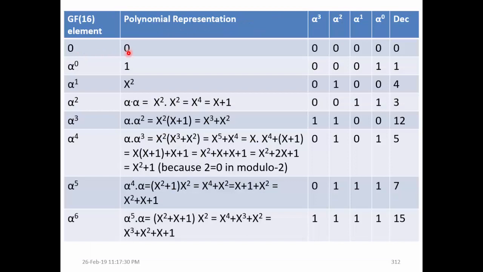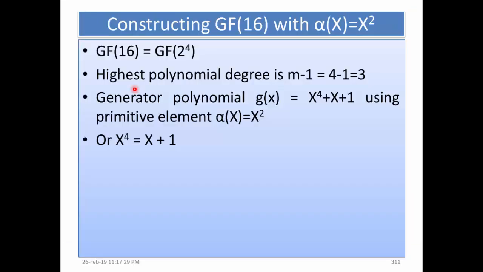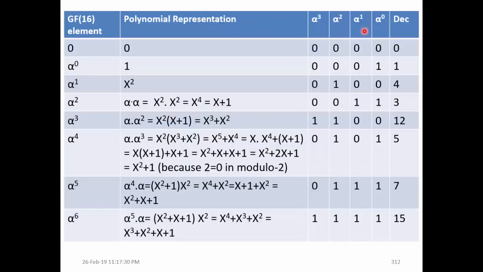Here again 0, 1 remains the same. Now you can see that alpha 1 is equal to x square. Why? Because here alpha is equal to x square. Alpha 1 is equal to x square. Now when you break this alpha square into alpha times alpha, same as in the previous example, the difference is that now you will use x square into x square instead of x into x, because here alpha is equal to x square instead of x.